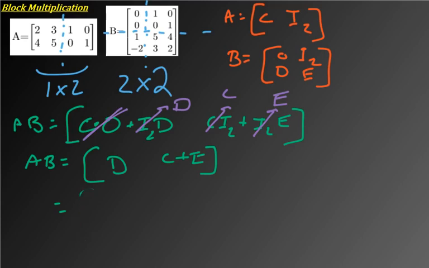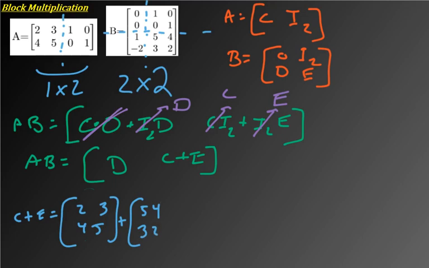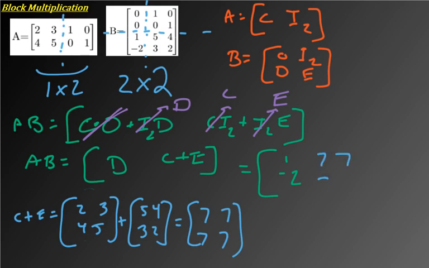I'm going to erase that. So if you do C plus E, that's the one that you actually have to spend some time thinking about. It's 2, 3, 4, 5 is my C, plus 5, 4, 3, 2, which is 7, 7, 7, 7, which is nice. So now I can just go and put everything in, because D is 1, negative 2, all right? And then, maybe I'll color code it a little bit. C plus E is 7, 7, 7, 7.